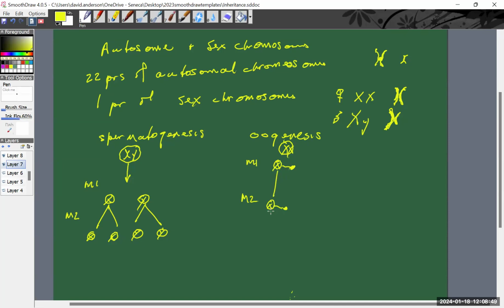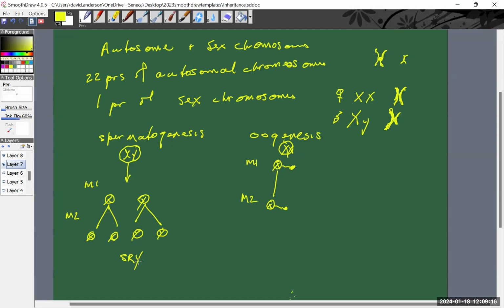So the primary gene that determines male development is called the SRY gene. And the SRY gene is one of the few genes found on the Y chromosome that is described as being a dominant gene. It must be present in the fertilized ovum for that individual to become a male.